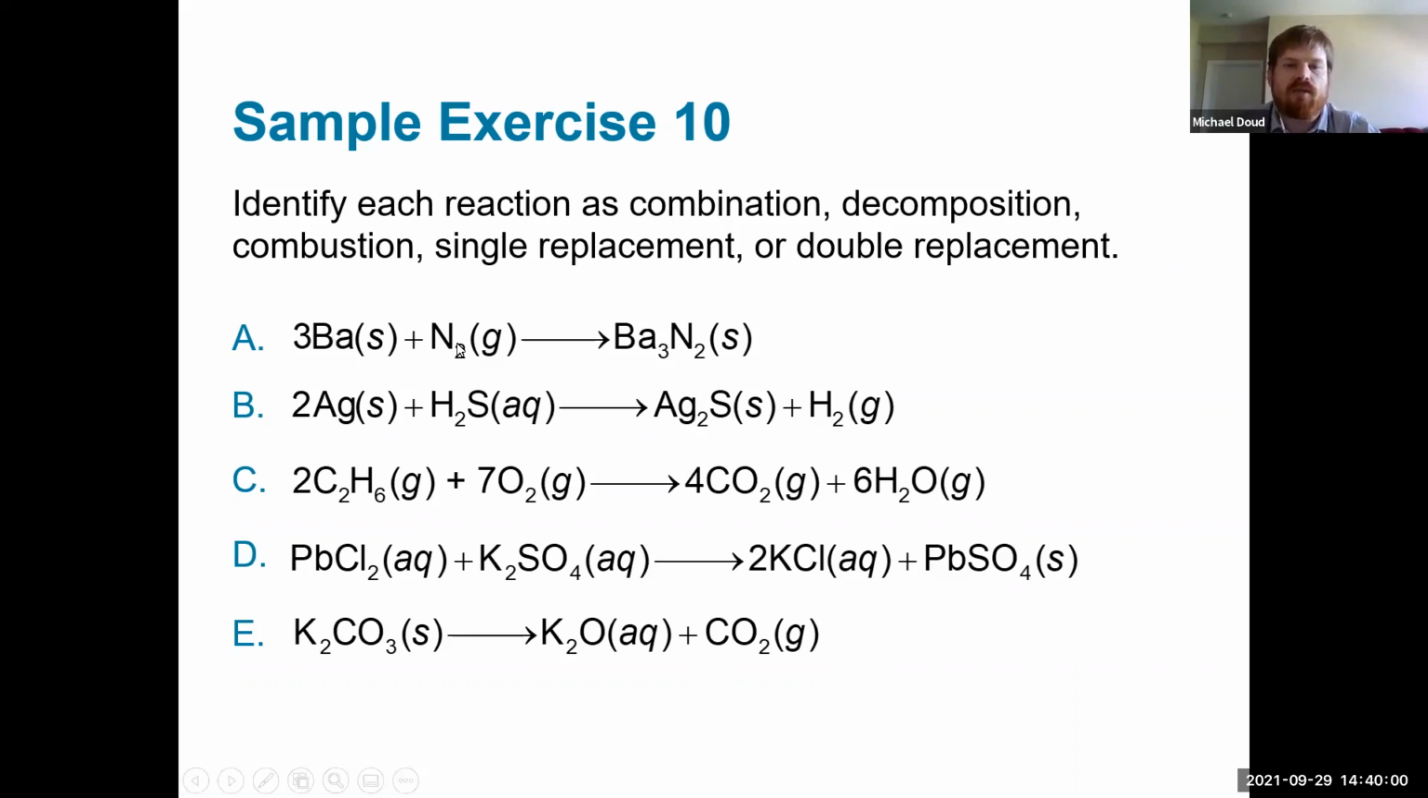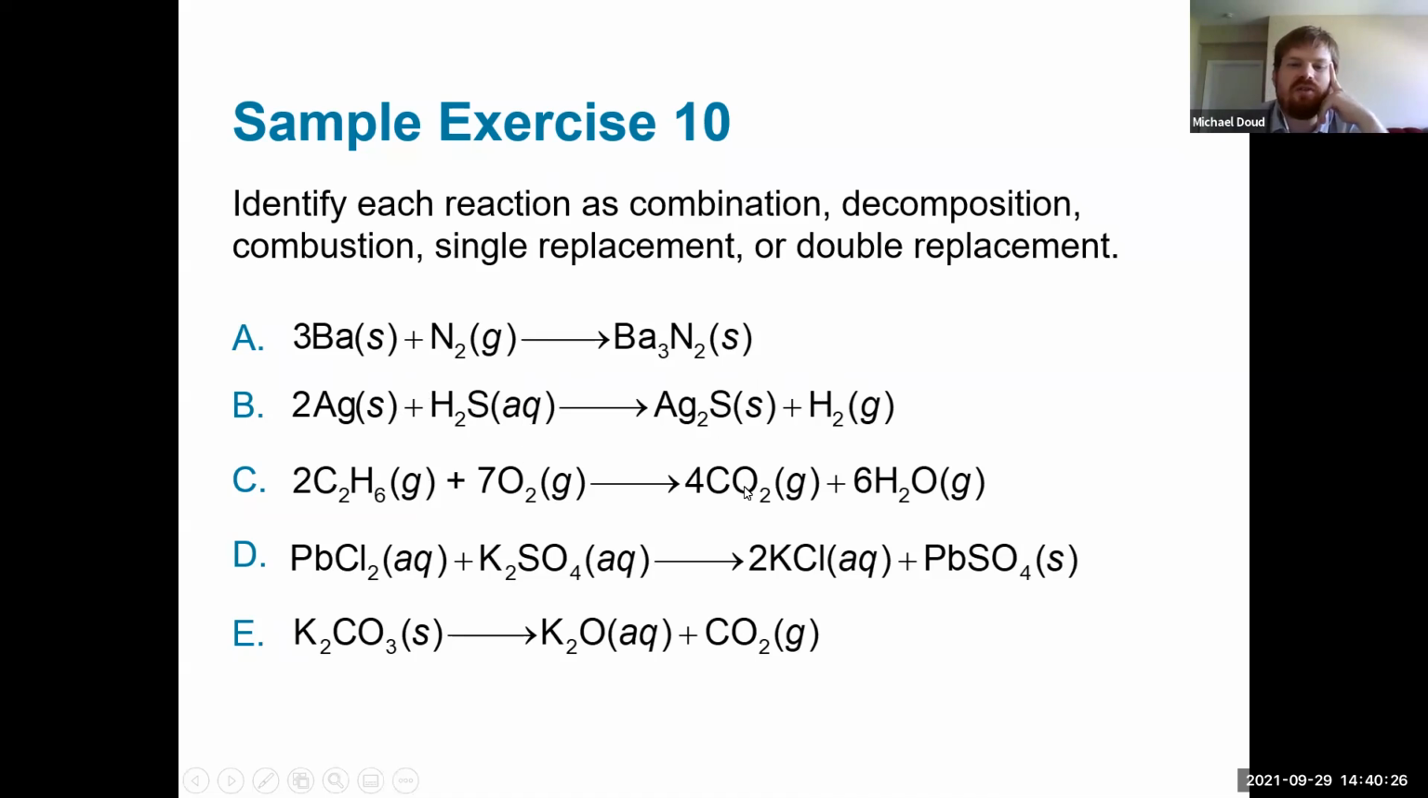A, we have barium plus nitrogen forming barium nitride. That is clearly a combination reaction. A plus B forms AB. Next up, we have silver plus hydrosulfuric acid produces silver sulfide and hydrogen gas. This is yet another example of a single replacement reaction. Silver is going to form a compound with sulfur, leaving hydrogen on its own.